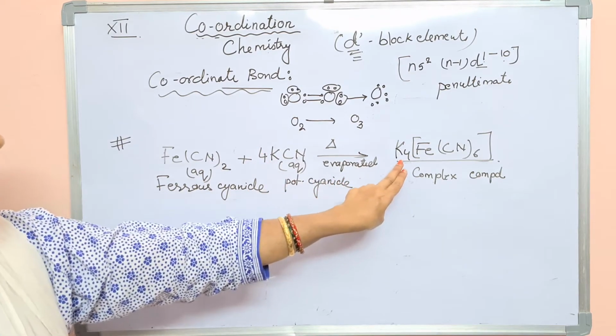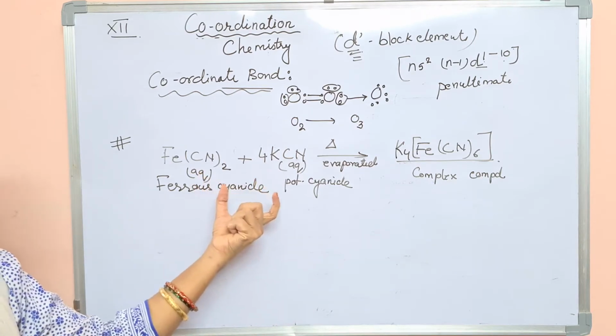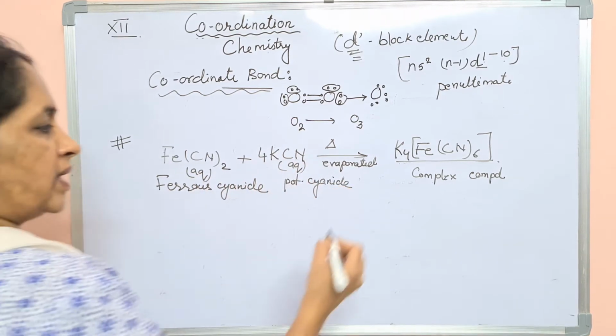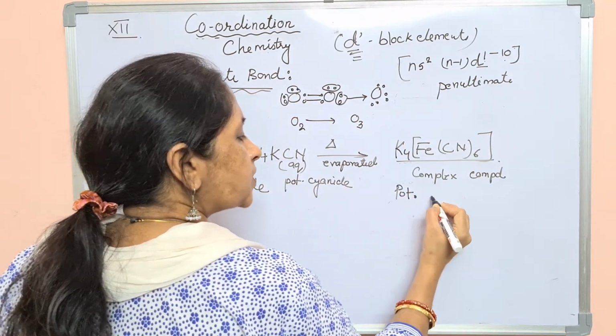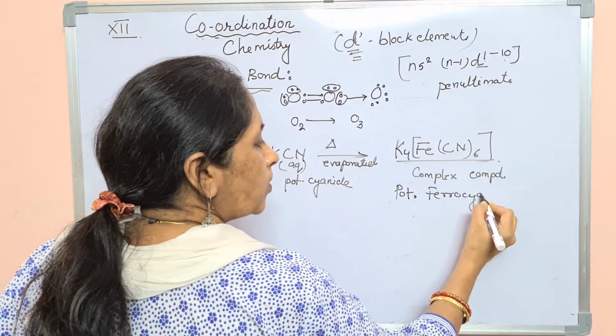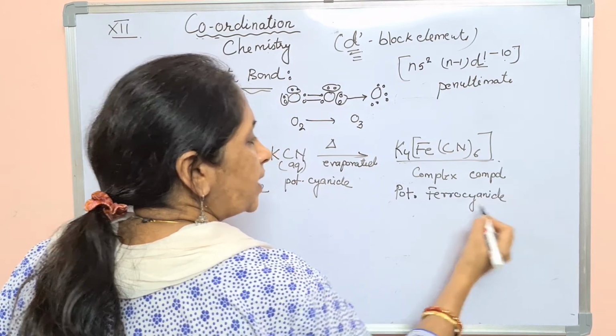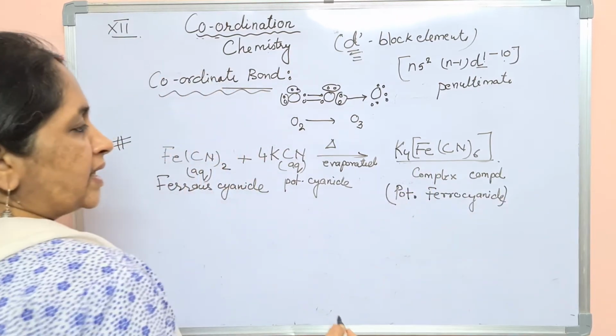So we get crystals of one complex compound, and in this example the complex compound formed is K4Fe(CN)6. The name of this one is potassium ferrocyanide.